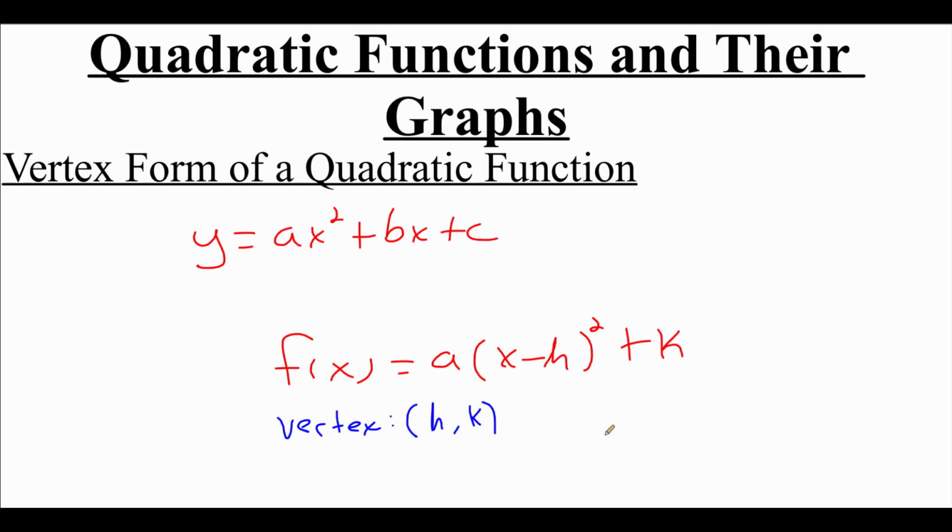And there's also an important line that splits our parabola in half. It's called the axis of symmetry. And the axis of symmetry is the vertical line going through x equals h.